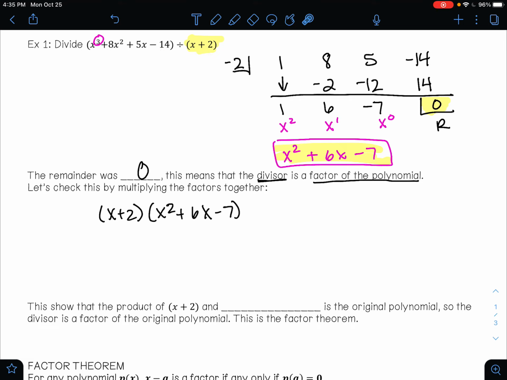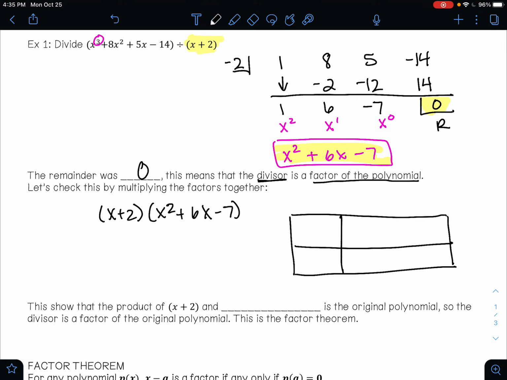Here I have a binomial being multiplied by a trinomial, and we learned how to multiply this by using the area model. So I'm going to go ahead and do that here. I'm going to take my binomial and write it down the side, and I am going to take my trinomial and write it across the top.